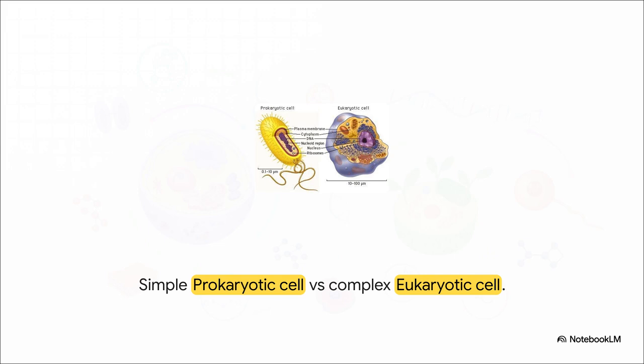Section 3. Prokaryotes versus eukaryotes, the types of cells. Notice the stark visual contrast here. Over on the left, we've got the ancient, simple prokaryotic cell. Just look at how its DNA is totally free-floating in a nucleoid region without any protective membrane. But on the right, we have the highly complex, modern eukaryotic cell. It's completely packed with intricate membrane-bound organelles and has a very distinct, heavily protected central nucleus.